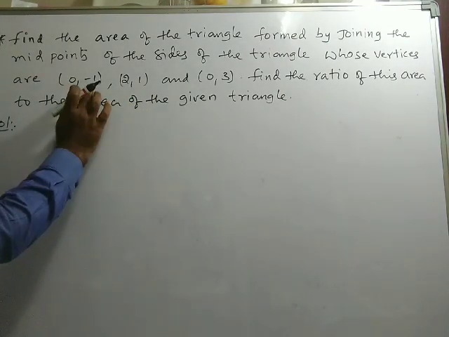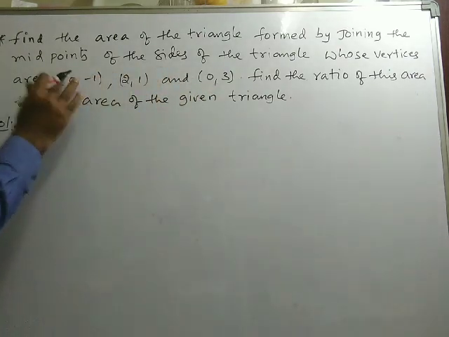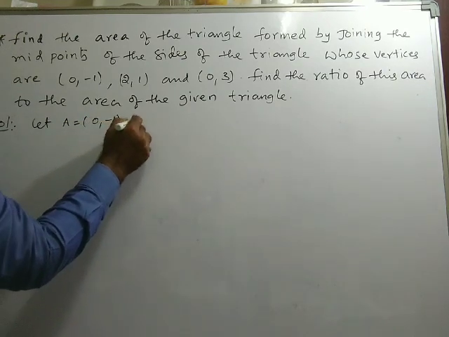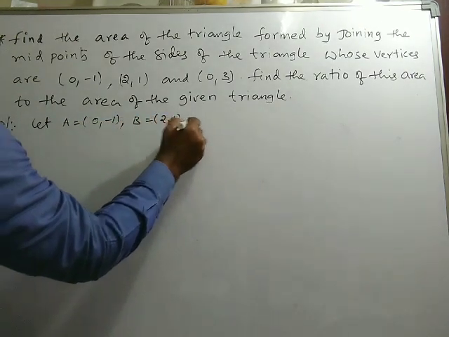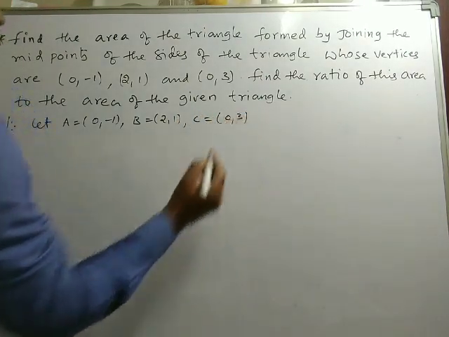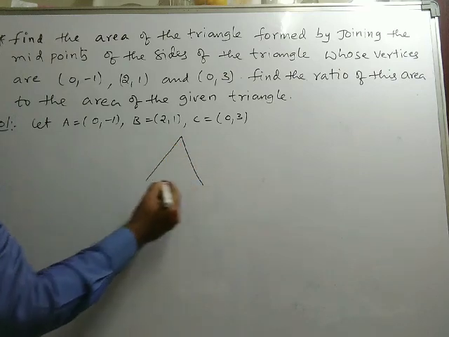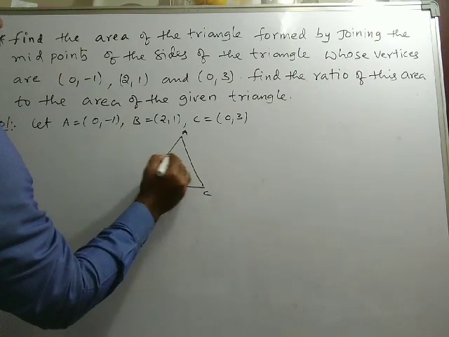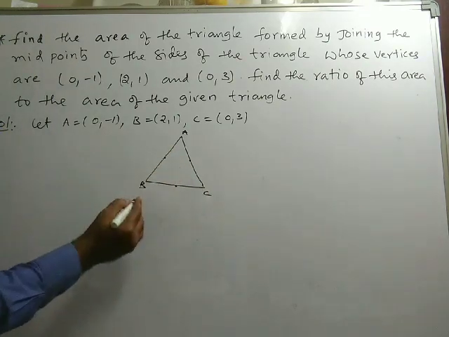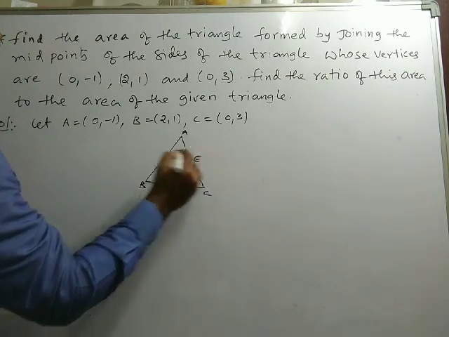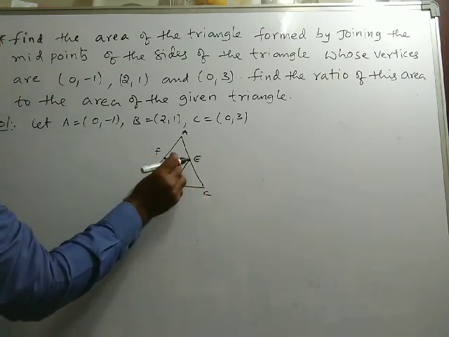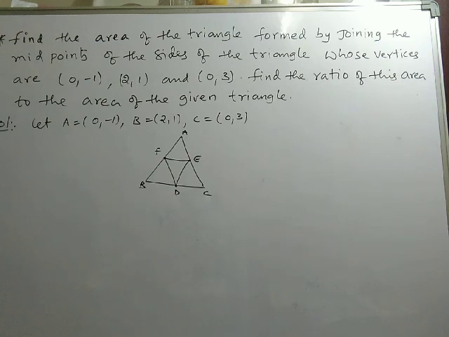So coming to the question, given that these are the vertices of a triangle, hence assume them as ABC. Okay, now let us see this. Suppose this is the triangle ABC and D, E, F are the midpoints of the sides. Say this is D followed by E and followed by F. Hence triangle DEF is the triangle formed by the midpoints of the sides of triangle ABC.